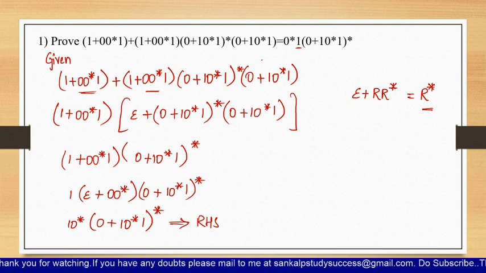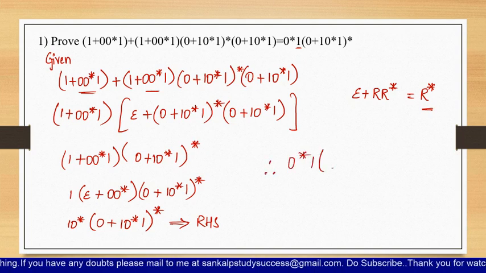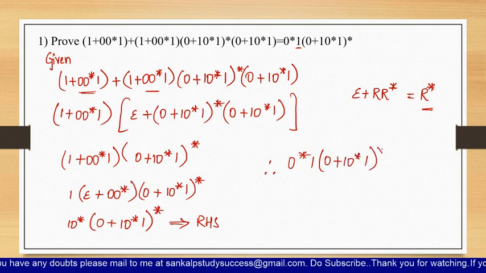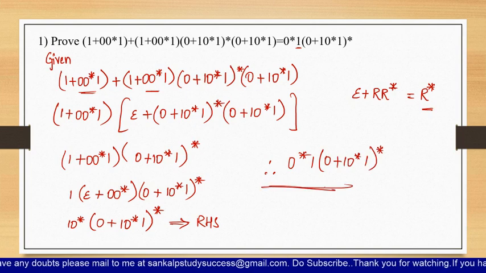You can also write 0 asterisk 1 is also nothing but 1 0 asterisk, right? So therefore we got 0 asterisk 1 of 0 plus 1 0 asterisk 1 whole asterisk. This is the thing which we got by solving the LHS part. So we got the RHS. So in this way, we are going to use the identities in order to prove the regular expressions.